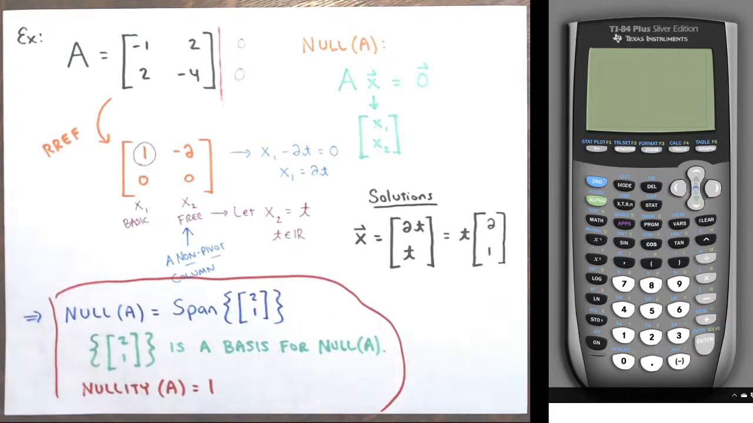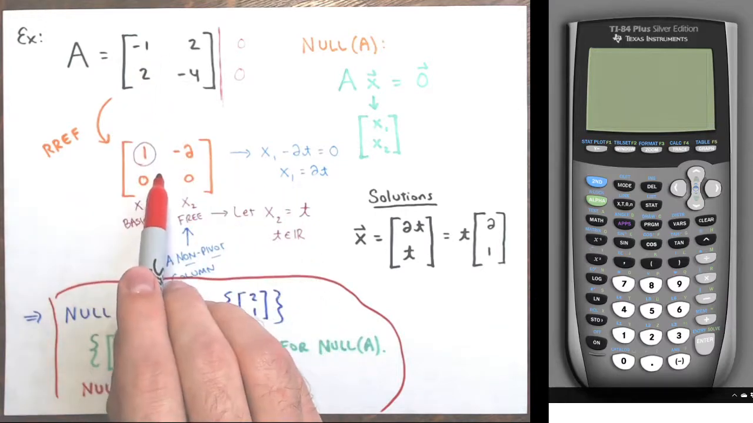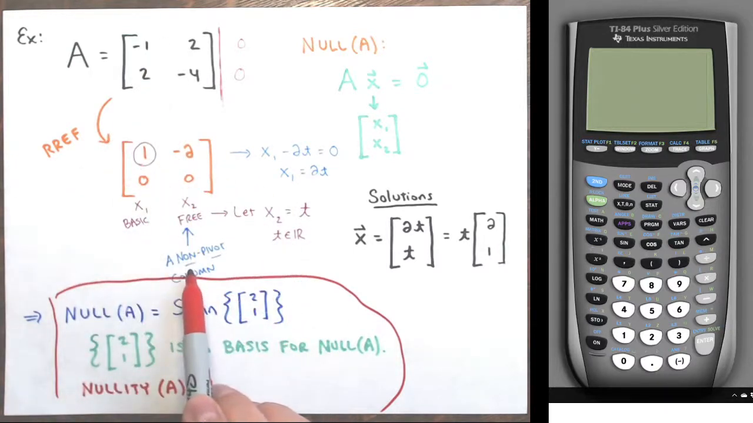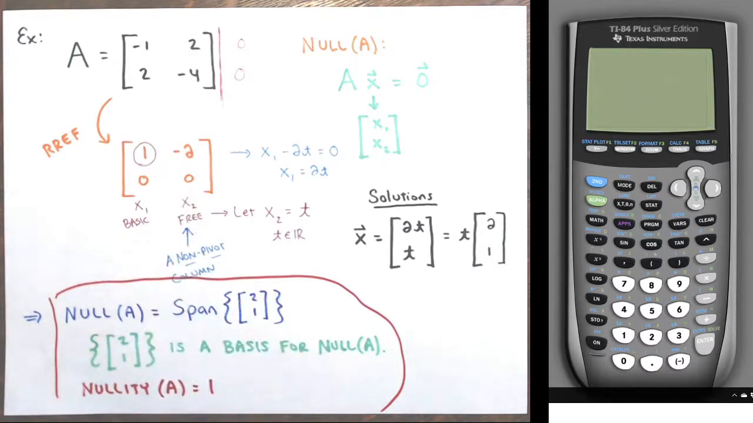Great. And notice again how the nullity of A was 1, and when I put A into reduced echelon form, or you could also see it in echelon form, there was one non-pivot column, this -2, 0 column here. The nullity will have the same value as the number of non-pivot columns in echelon form or reduced echelon form.